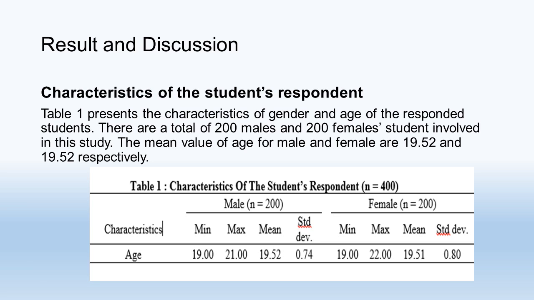Okay, we look at results and discussion. Okay, there are characteristics of student respondents. Table 1 presents the characteristics of gender and age of the respondent students. There are a total of 200 male and 200 female students involved in this study. The mean value of age for male and female are 19.52 and 19.52 respectively.